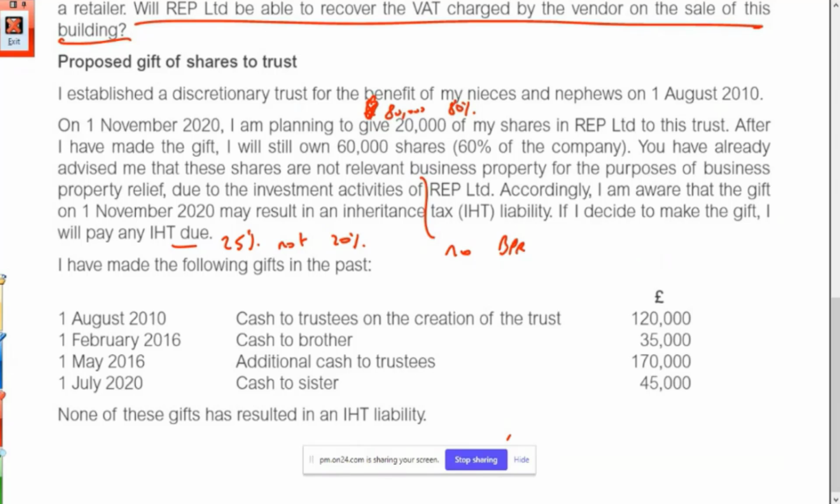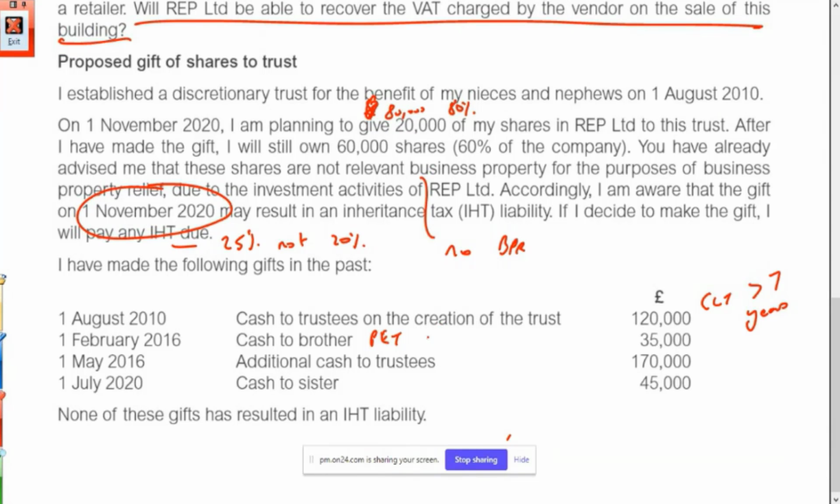I've made the following gifts in the past, and he gives you the dates. Now we're looking particularly for gifts that have been made in the 7 years before this one, which was 1 November 2020. You can see that the first one, 1 August 2010, is more than 7 years. So it was a CLT, chargeable lifetime transfer, but it was more than 7 years before this gift. Cash to the brother on 1 February 2016, that would be a PET, so no tax charge on that unless he dies within 7 years. We're not talking about death here, this is a lifetime gift, no tax charge on that.